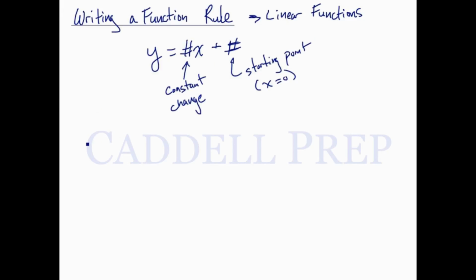So here's an example. There's a cell phone bill or cell phone plan. The cost is $25 to sign up, and then it's $60 per month. What's the function for the cost?